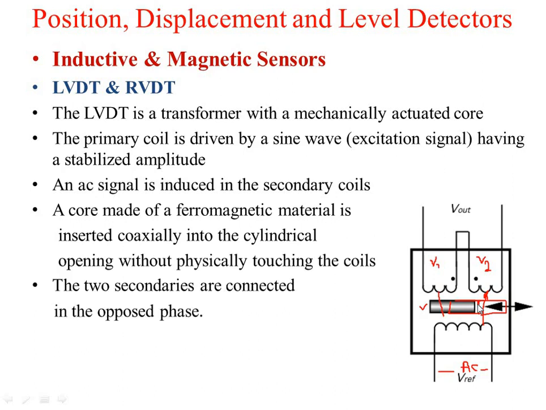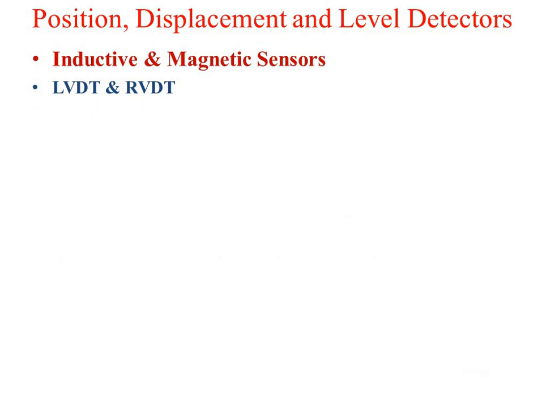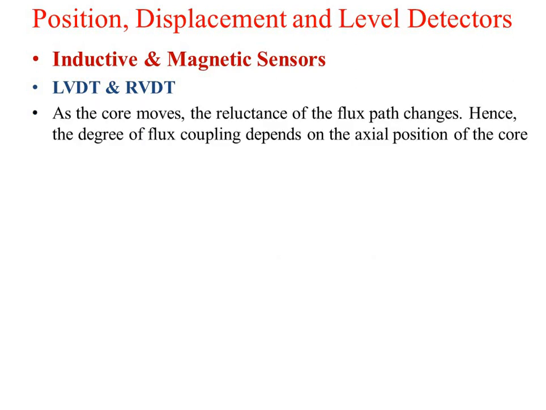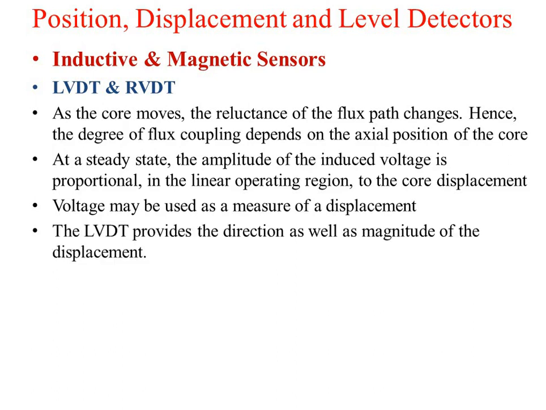So the two secondary coils are connected in opposite phase, and the core is positioned at the center of the transformer, so no output is produced. Depending on the position, the flux linkage will be there, and accordingly the voltage will be generated, and the voltage will be proportional to the displacement. So LVDT will be providing you the direction as well as the magnitude of the displacement.